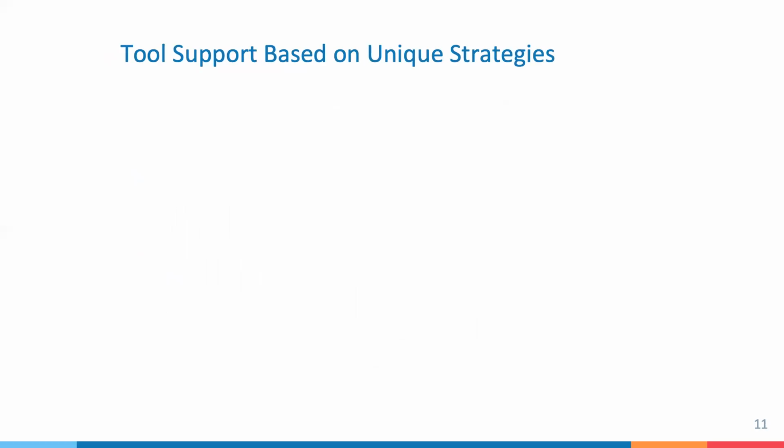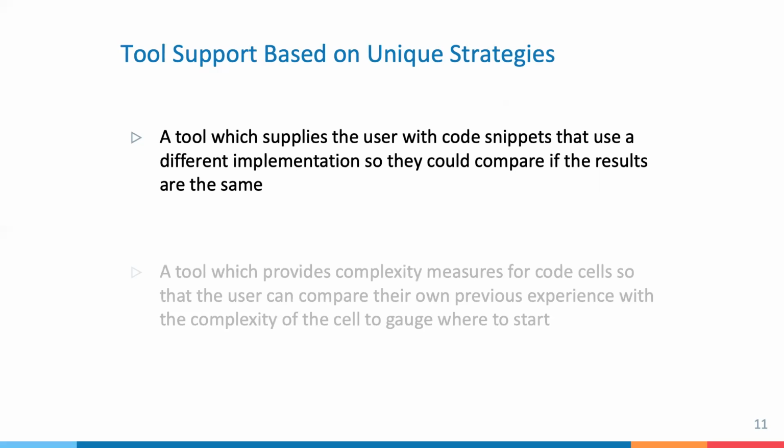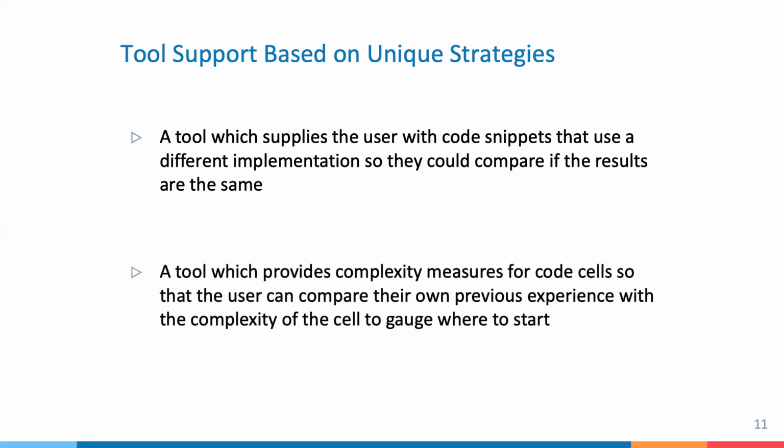Based on our findings that the re-implement to check and start with what you know strategies may be unique, we suggest the following tool support based on these strategies. The first is a tool which supplies the user with code snippets that use a different implementation so that they can compare the results of two different implementations to see if they are the same. This would facilitate the re-implement to check strategy. Next, we suggest a tool which provides code complexity measures for code cells so that users can compare their previous experience with the complexity of a code cell to gauge where best to start in the notebook. This would facilitate the start with what you know strategy.